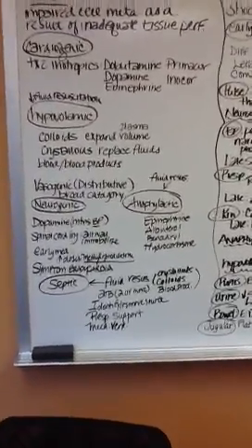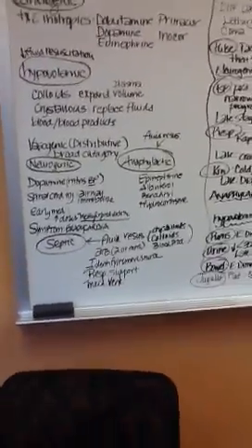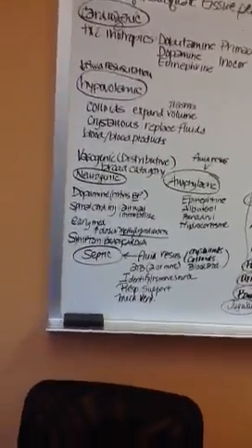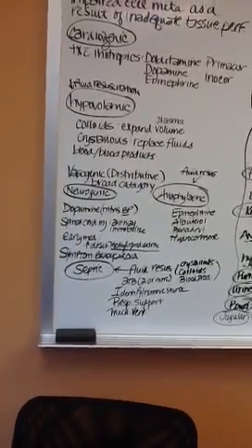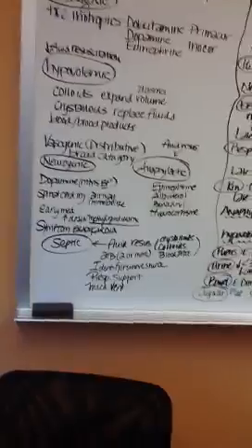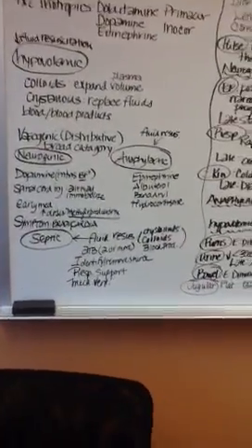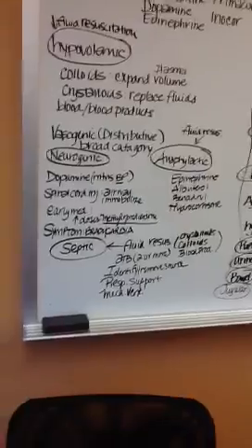Next is our septic shock. With septic shock, there are so many endotoxins, or toxins, in the system, they're causing the vasodilation, and it's not letting the fluid circulate as it should. So fluid resuscitation is ideal, typically crystalloids, colloids, and blood products.